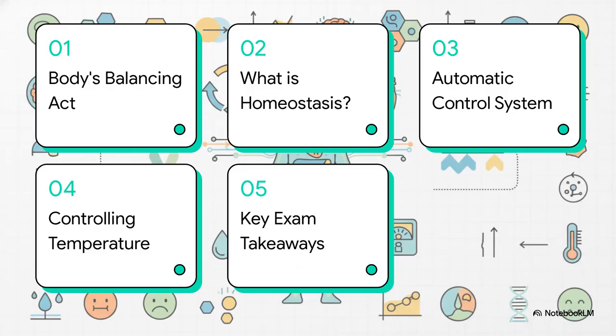Okay, so we're going to tackle this in 5 simple steps. We'll start with why our body even needs to stay balanced in the first place. Then we'll get into what homeostasis actually is and check out the super clever automatic systems that control it all. After that, we'll use body temperature as a perfect case study. And to finish up, I'll give you the absolute key takeaways you've got to know for that exam. Sound good? Let's dive in.